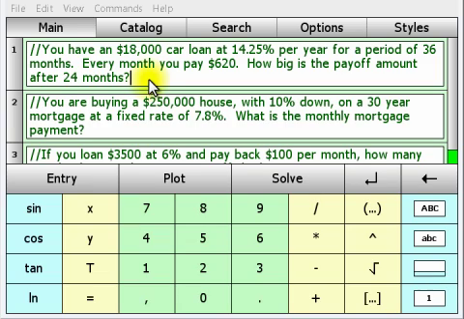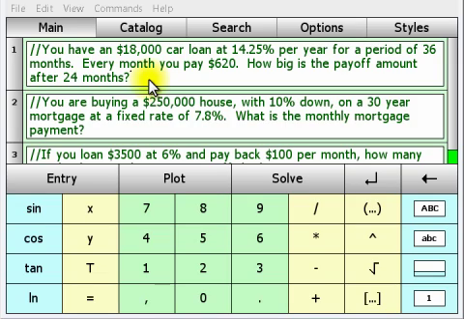Alright, let's take a look at our first problem. You have an $18,000 car loan at 14.25% per year for a period of 36 months. Every month you pay $620. How big is the payoff amount after 24 months?